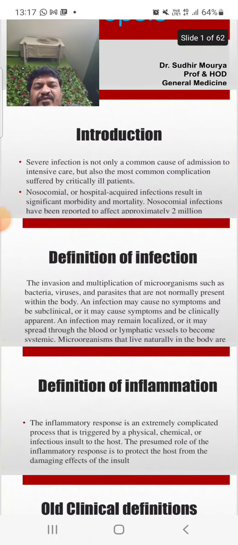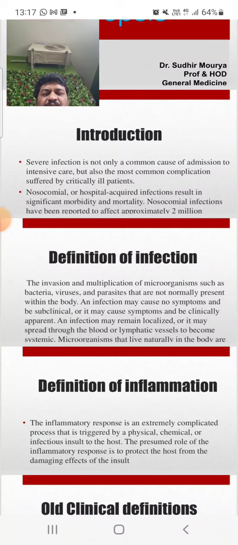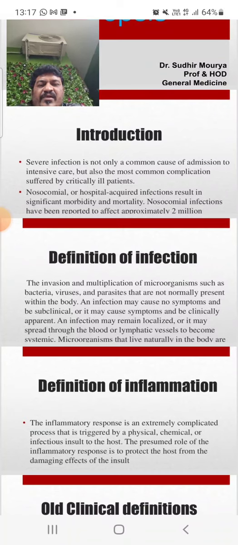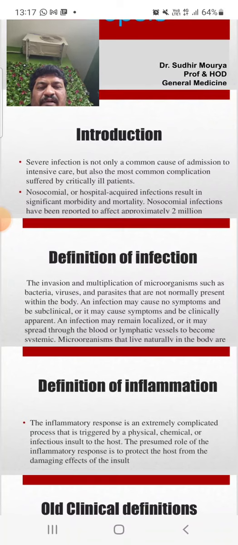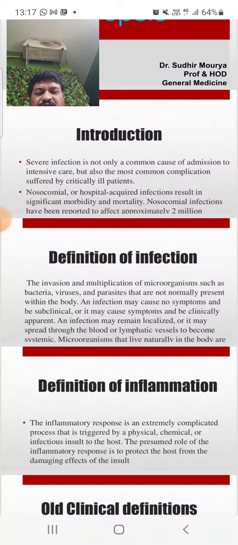What is the definition of infection? The invasion and multiplication of microorganisms such as bacteria, virus, and parasites that are not normally present within the body. An infection may cause no symptoms, may be subclinical, or may cause symptoms that are clinically apparent. An infection may remain localized or it may spread through the blood or lymphatic vessels to become systemic. Microorganisms that live naturally in the body can be the causative factors.